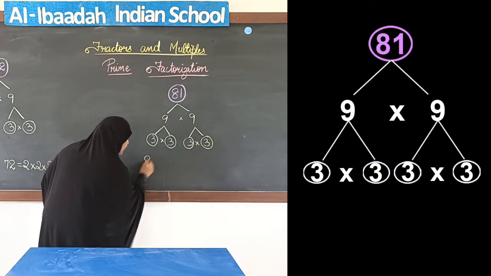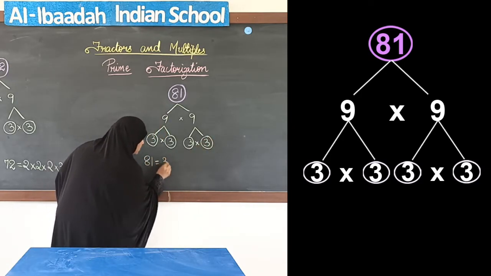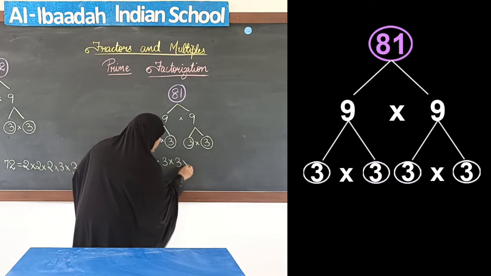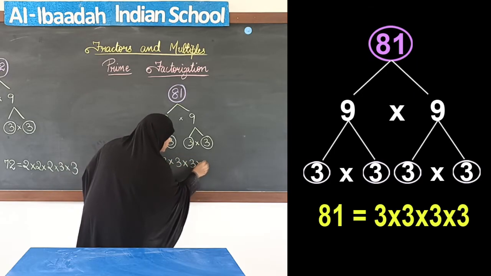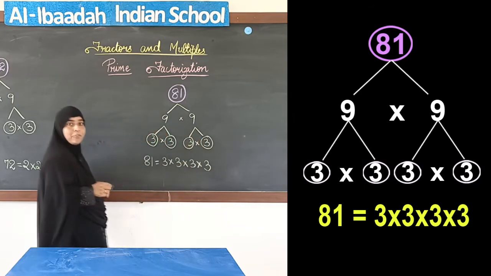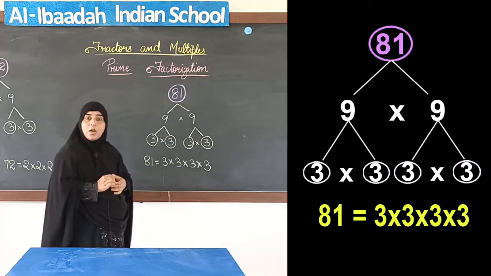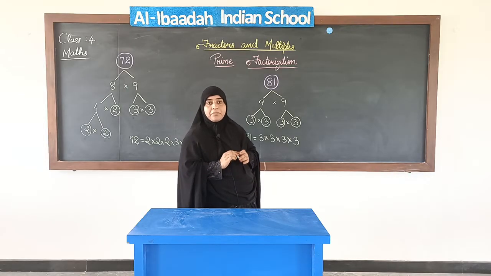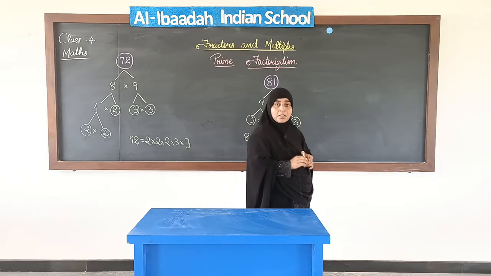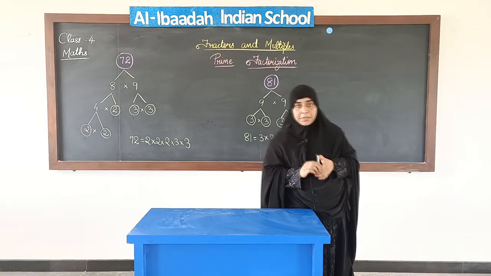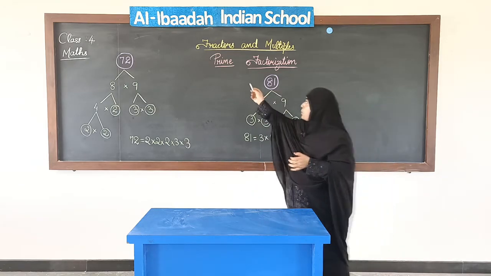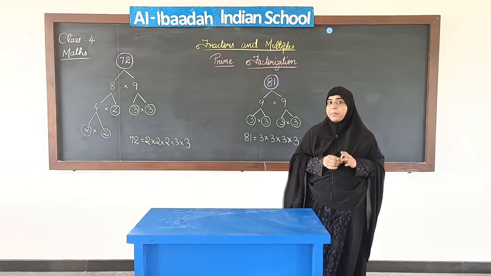So, we can write 81 is equal to 3 into 3 into 3 into 3. We have got all the prime factors of 81. This is how we do prime factorization. Prime factorization means factors which are only the prime numbers. That is why we use the word prime. Prime means prime numbers.